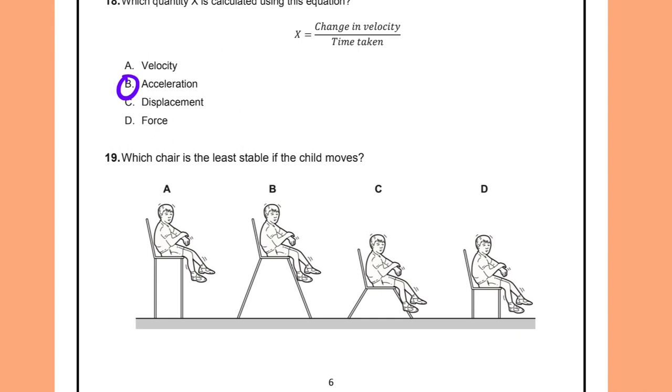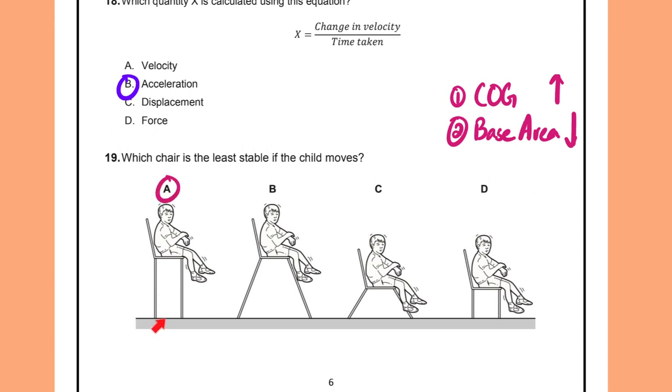So, least stable. We know that for stability, we look at two things. We look at the position of the center of gravity, and we look at the base area. For a very less stable chair, we want the center of gravity to be high and we want the base area to be small. So that's happening in A, where the center of gravity is also high and the base area is very small. So it's really unstable.